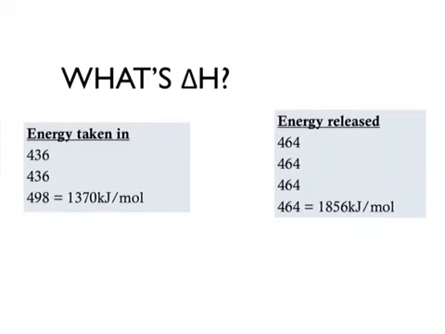We now have 2 values. We have a value for the energy taken in during the reaction and a value for the energy released during the reaction, which means we need to calculate something known as delta H. At A level, this will be known as the change in enthalpy, or, for GCSE, the change in energy.